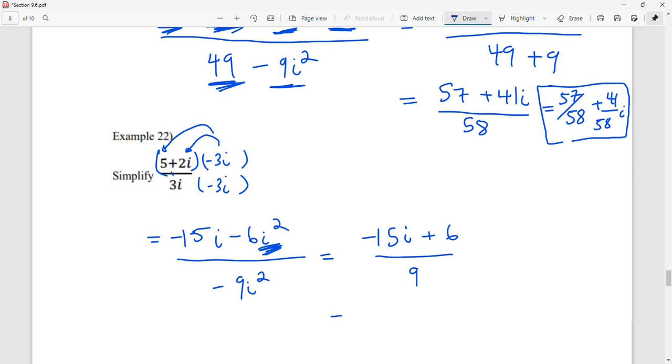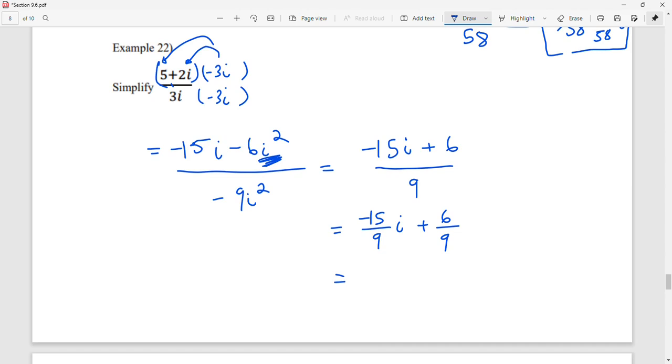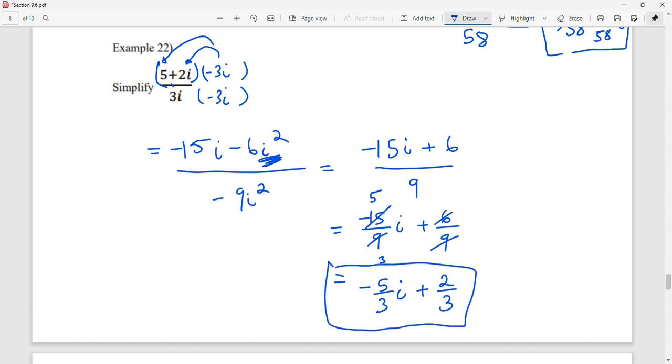So let's simplify this a little bit further. I can say this is negative 15 over 9i plus 6 over 9. And so let's reduce. I can reduce this by 3, I get a 5. Reduce this by 3, I get a 3. So this is negative 5 over 3i plus, and we can reduce each of these by 3, so this is 2/3. Now this is a good answer, but we typically want to rewrite it as 2/3 minus 5/3 i. Again, the real part first, then the imaginary part. So it's equivalent to 2/3 minus 5/3 i.